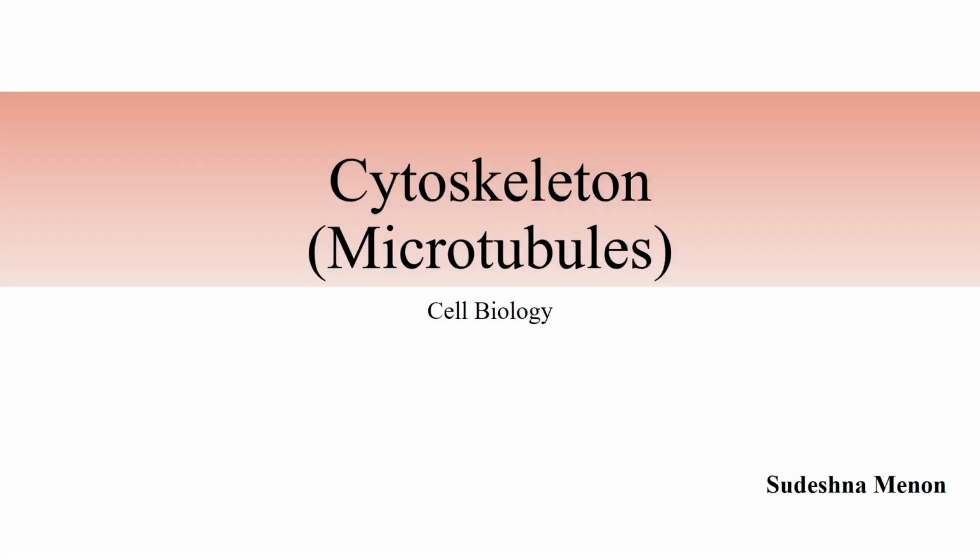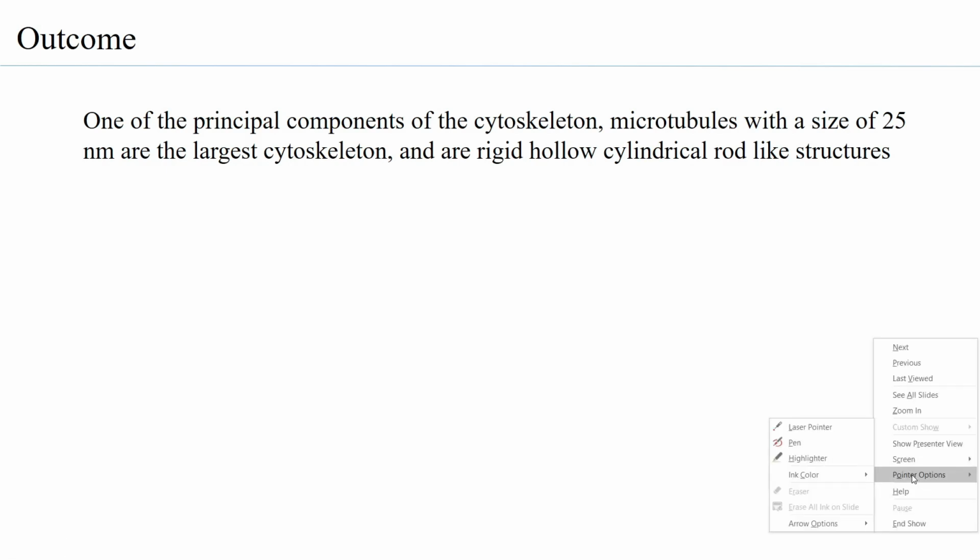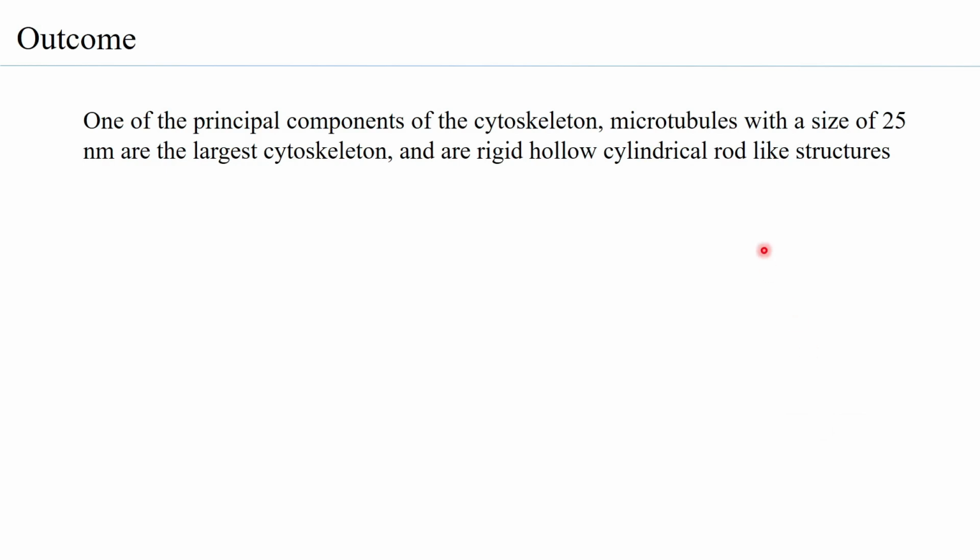Hello everyone. In this session, we are going to focus on one principal component of the cytoskeleton, and that is microtubules. So let us look at the learning outcomes of this session. One of the principal components of the cytoskeleton, the microtubules, has a size of 25 nanometer and they are considered to be the largest cytoskeleton.